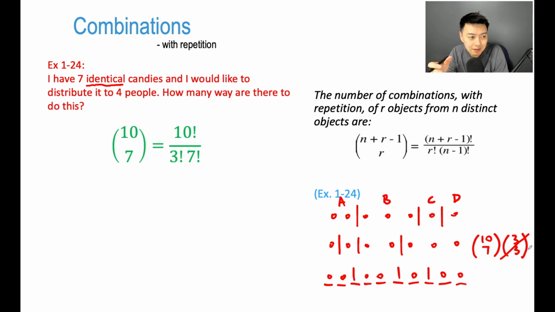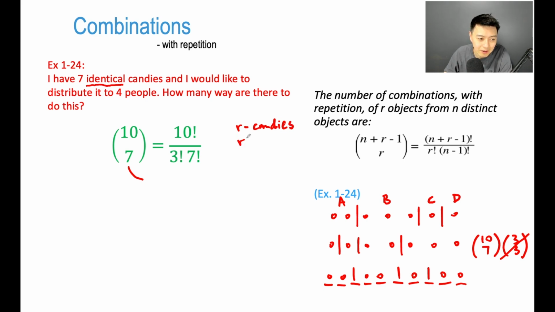Now let's take a look a little bit closer at what this equation represents. You're already told that this is the equation. Now we know where the 7 comes from, because we have 7 candies. Just for this question, we'll call R the candies.